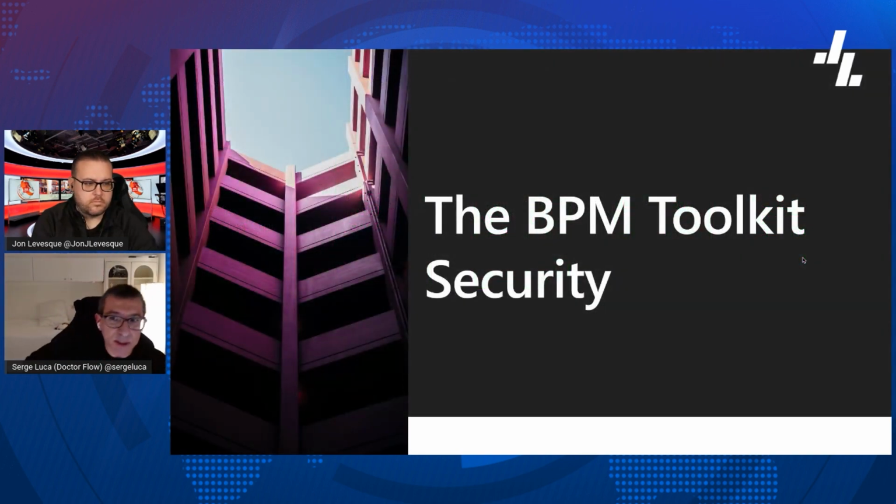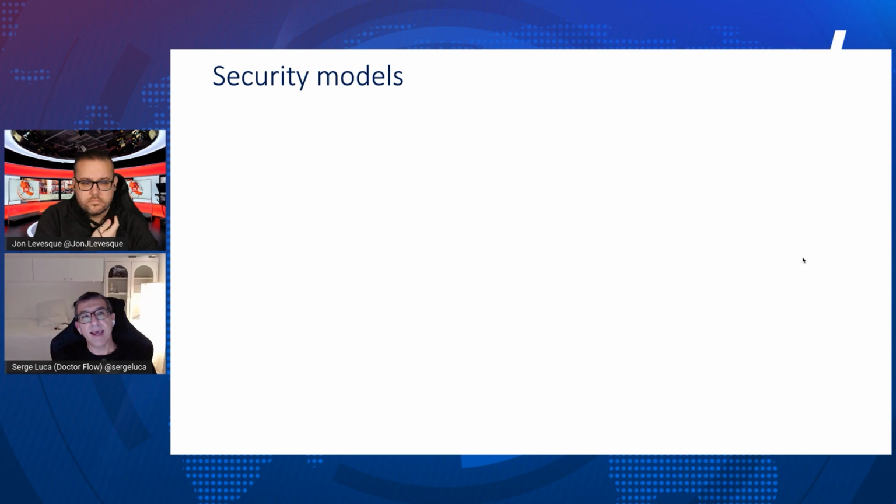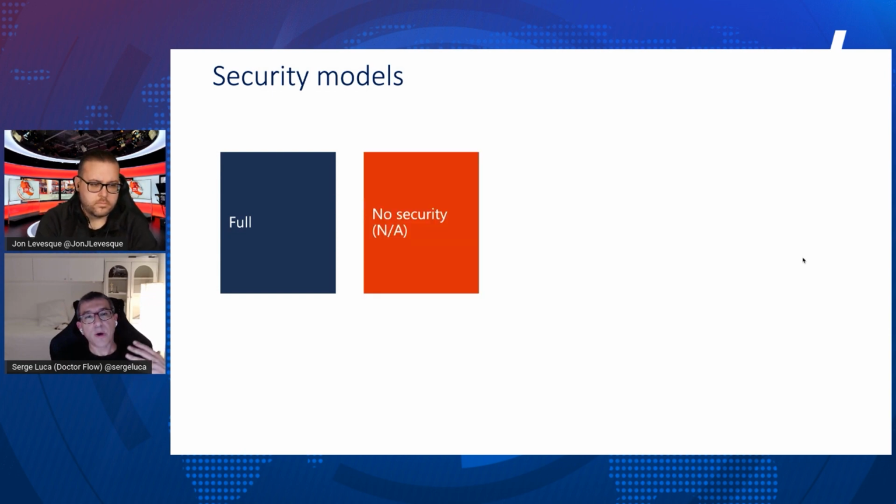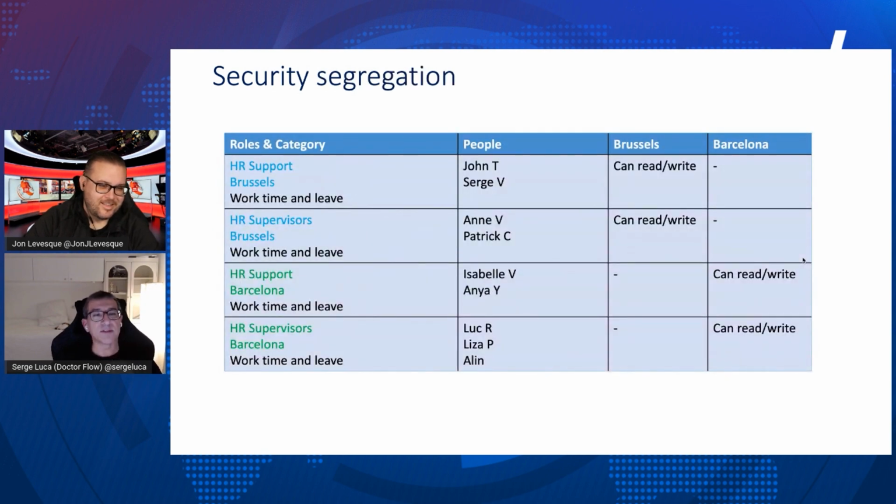So let's talk a little bit about the security, because security is very, very important in the BPM toolkit. And you need to understand this. We have 2 security models. I call that the full security model, which is the version which is implemented right now. And I will provide a no security model, not available yet. What is the full security model? Let's take a look at this.